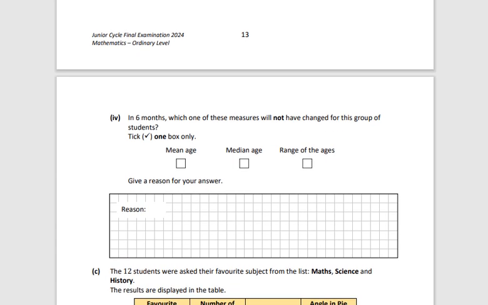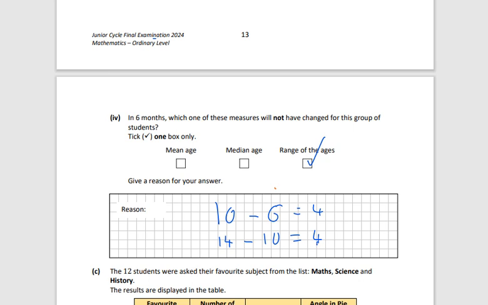In 6 months, which one of these measures will not have changed for this group of students? Well, it's going to be the range there. The reason is because the range is the biggest minus the smallest. So just imagine you had 10 minus 6. If 10 was the biggest and 6 was the smallest, that would give you 4. But then if you add on 4 months, so just 4 added on to both of them, that's 14 minus 10. So now it's still a difference of 4.